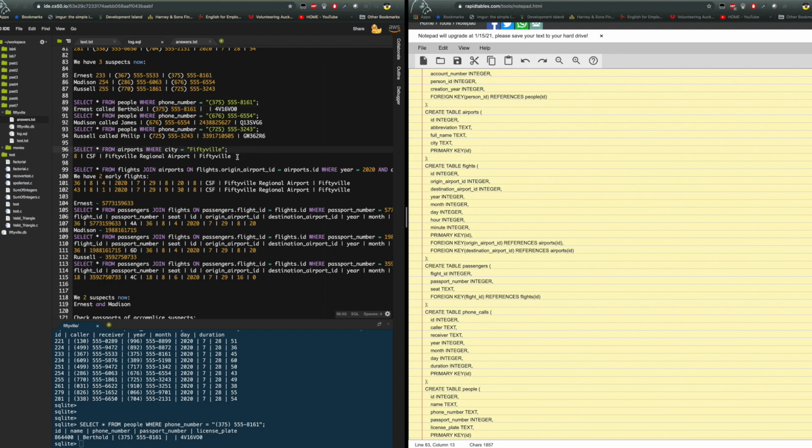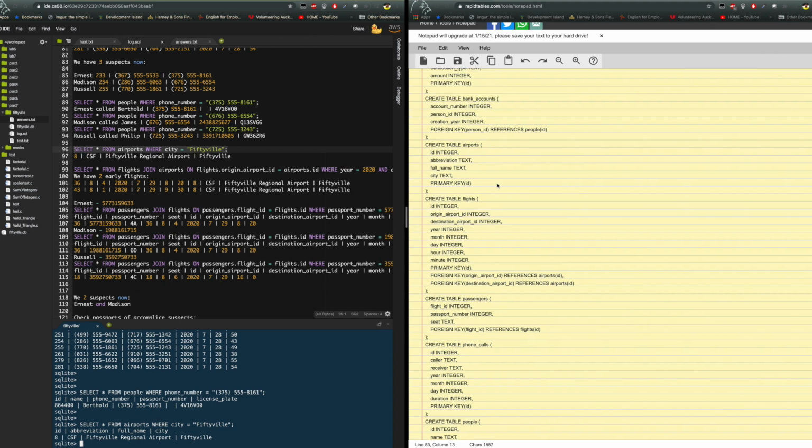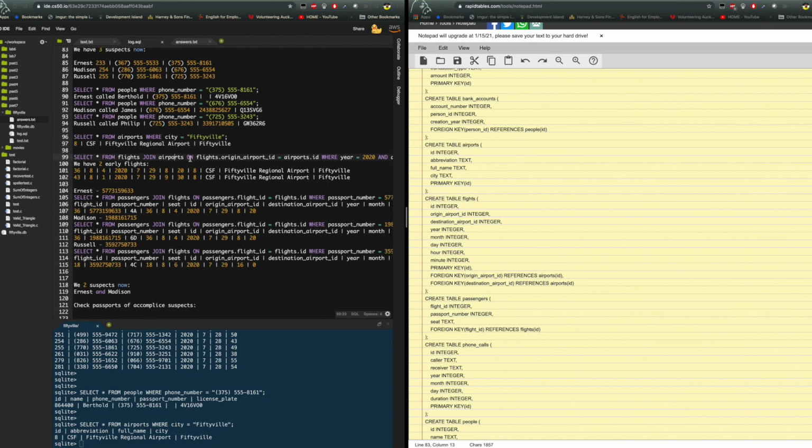I decided to check because they said they're flying, as per one of the interviewers. They've decided to take the earliest flight for the next day. I decided to check flights, and I wanted to know which number is Fiftyville, the short abbreviation of Fiftyville. If you check airport, it has only abbreviation, full name and city. So Fiftyville is the airport number 8. We'll need it for future purposes.